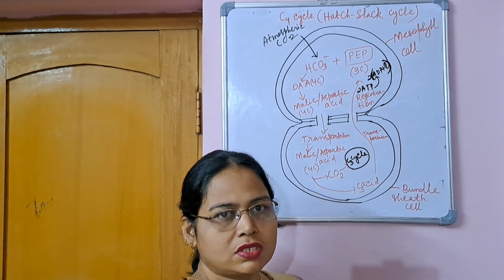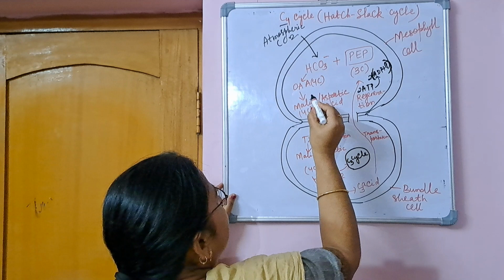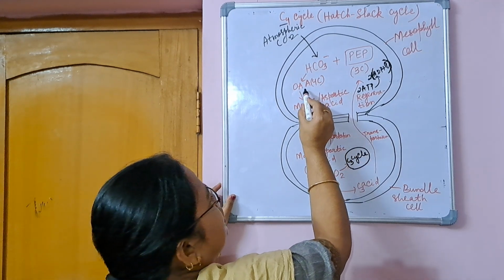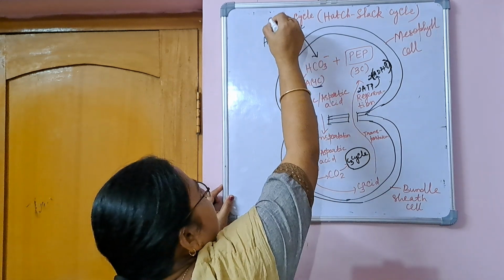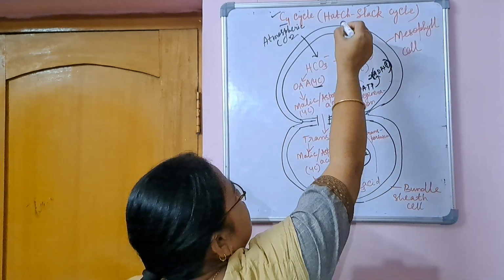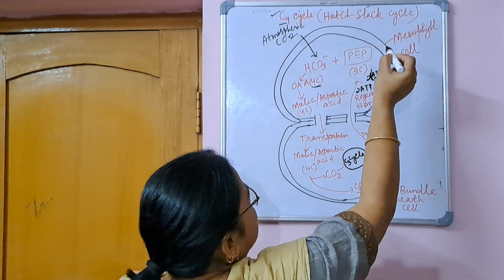And the C4 cycle, why is the name C4? Here the first stable product is oxaloacetic acid, which is a 4 carbon compound. That's why the name is C4, and it was discovered by Hatch and Slack. That's why it is called the Hatch-Slack cycle.